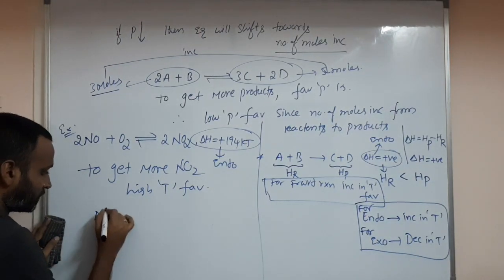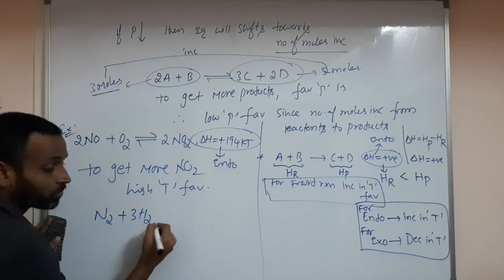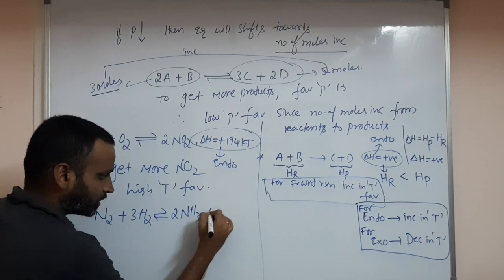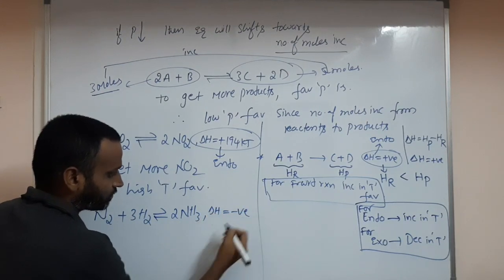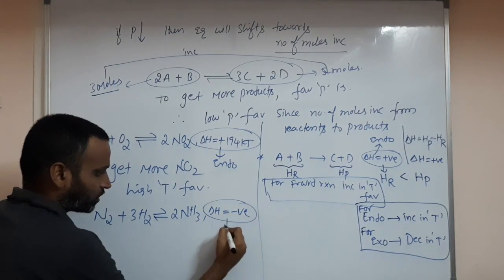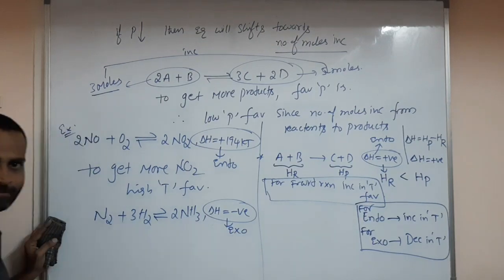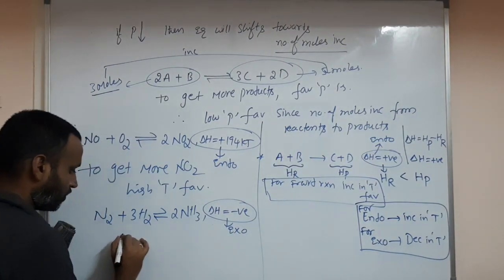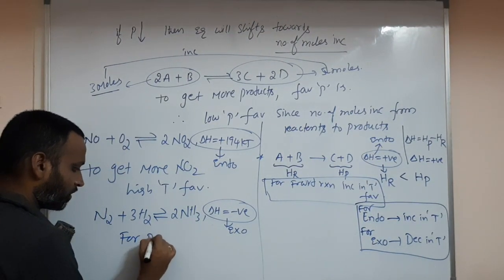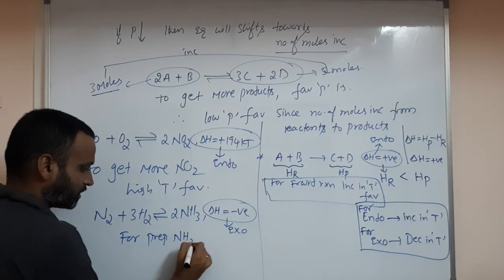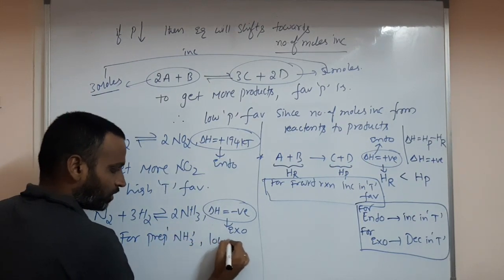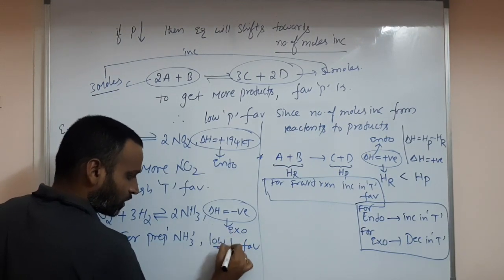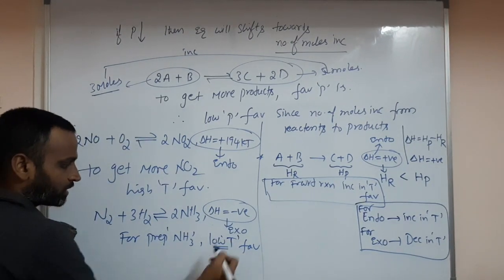As I told you previously, N2 plus 3H2, Haber's process for ammonia preparation, gives 2NH3. Here delta H is negative, minus 92 something. So it is an exothermic reaction. For preparation of NH3, what is required? Low temperature favors. Why does low temperature favor?